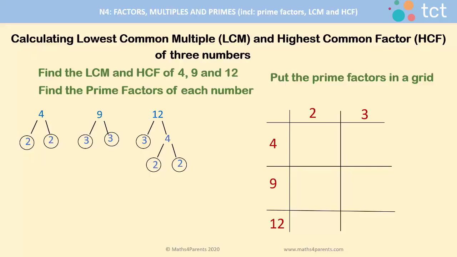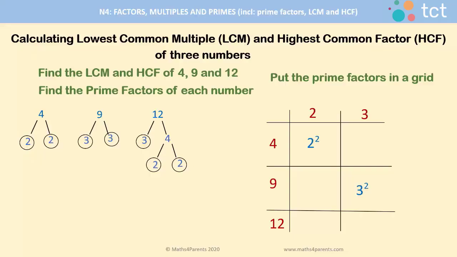Looking at how many lots of 2 for 4, we have 2 lots of 2, so that's 2 squared. How many lots of 3 for 4? There aren't any 3's, so we're going to move on to the 9's. How many 2's for 9? There aren't any 2's for 9. How many 3's for 9? There are 2 lots of 3, so that's 3 squared.